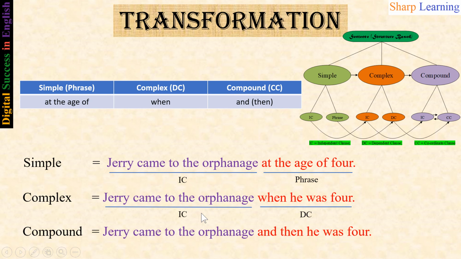How can I make it compound? IC will be IC and DC will be CC, nothing else. See here, IC and DC has been CC.